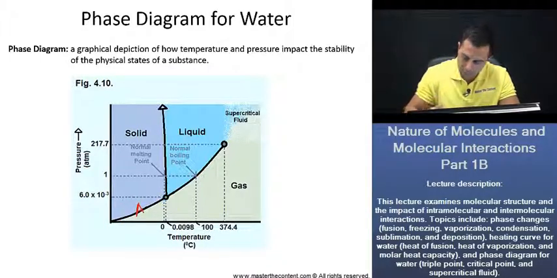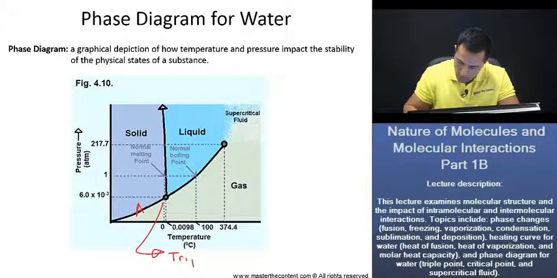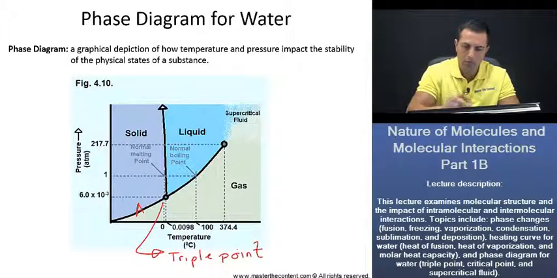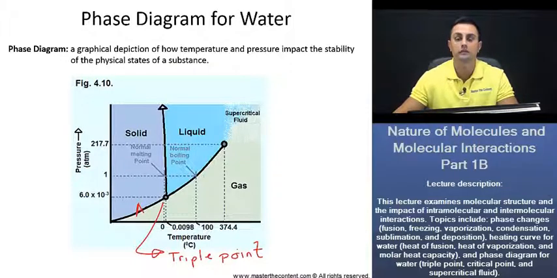Now, as we go up this line and we reach our first bullet, that point there is going to be the triple point. Now, what is the triple point? Well, the triple point is where all three phases coexist, meaning solid ice, liquid water, and gaseous water vapor are all going to be in equilibrium.